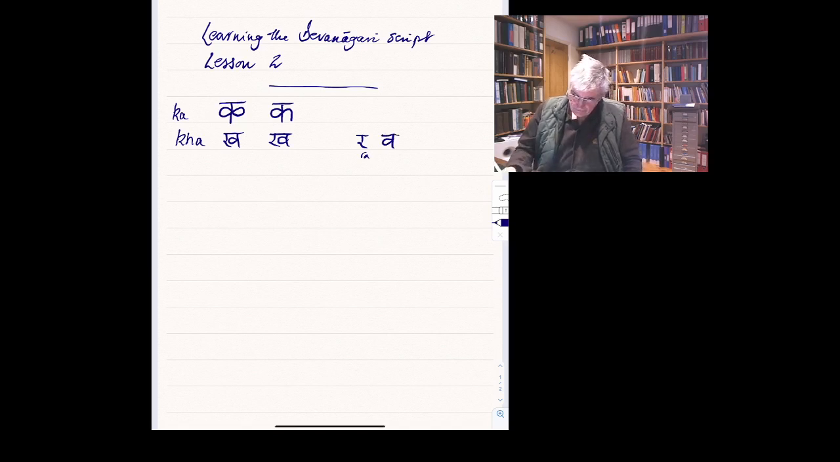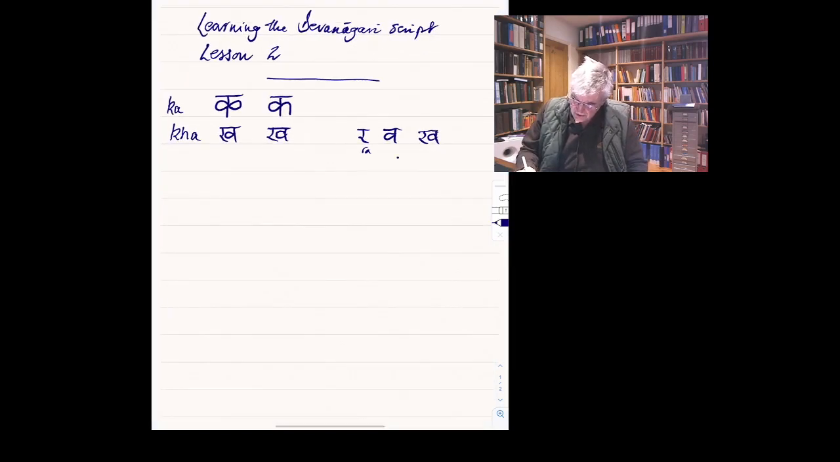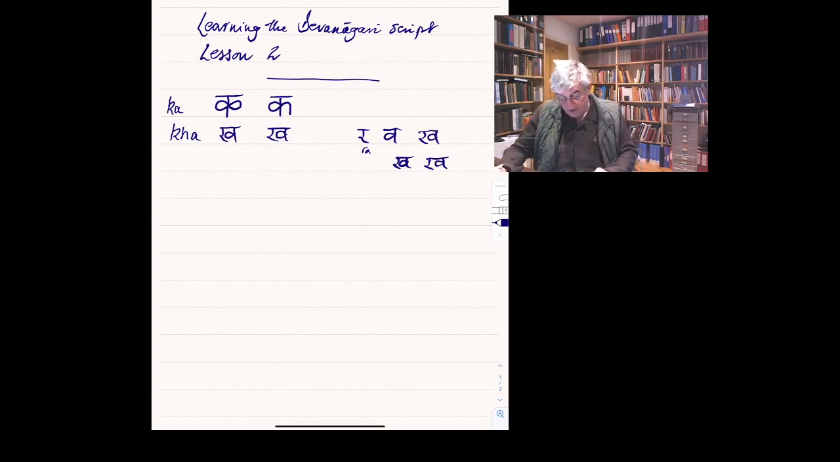If the r and the va are written close together, it can be confused for the kha. But in practice, and particularly in a printed text, it's highly unlikely that confusion would ever arise, because in a printed text, the kha would be written quite closely like that, whereas a rava would be written a little bit apart. In practice, as I say, confusion shouldn't arise. In handwriting it might, so just be aware of that.